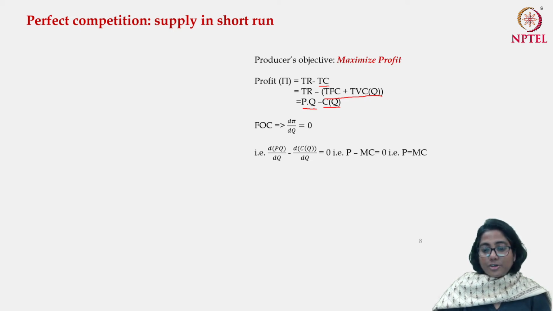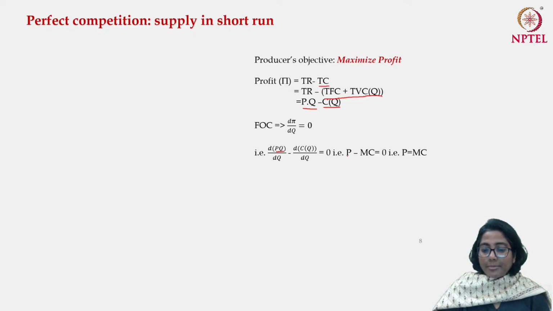If I derive the first order condition, what do I get? This is the first part, d(PQ)/dQ minus d(C(Q))/dQ. This has to be set equal to 0. Now if I take the derivative of PQ, I am taking the derivative of PQ in terms of Q.